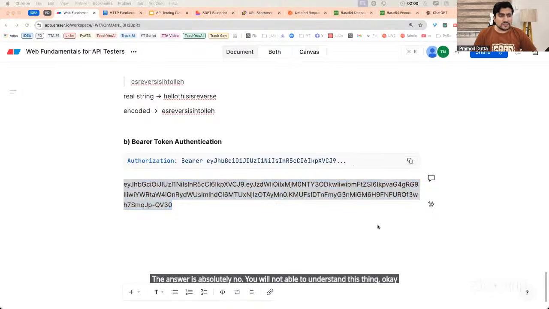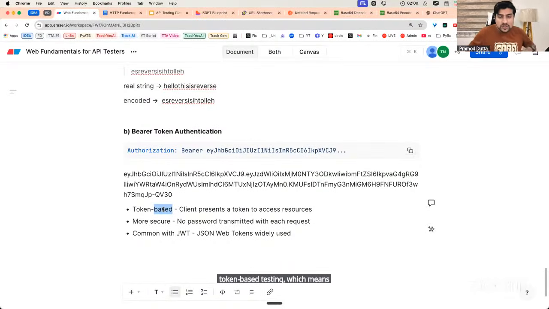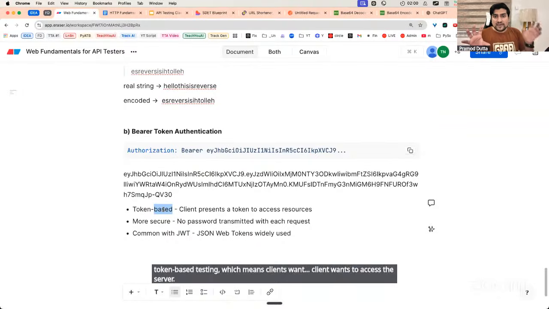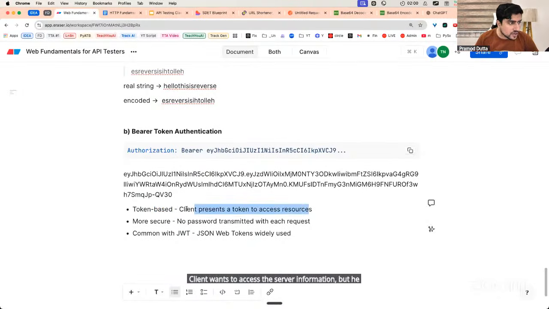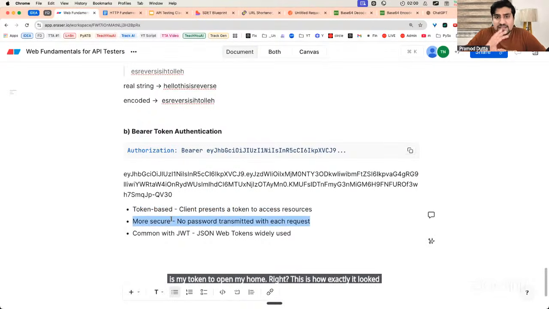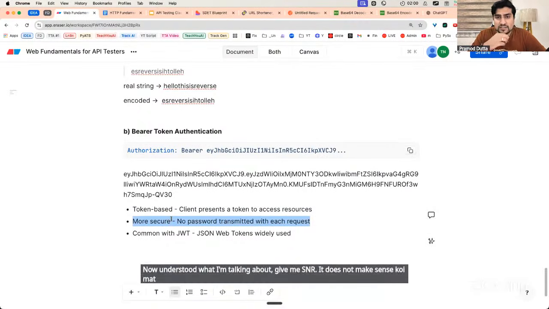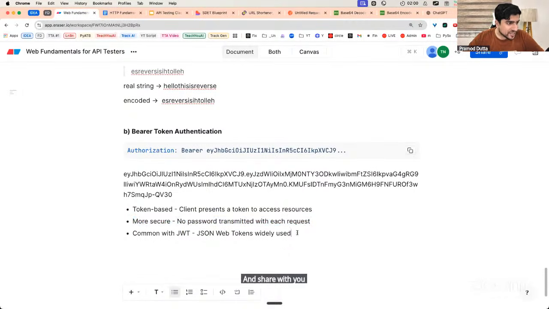These are nothing but token based authentication, which means the client wants to access the server information, but needs to give this token. It is very similar to this: I will give you a secret message, Khulja sim sim blah blah blah, is my token to open my home. This is how it looks. It does not make sense, everyone. Now understood what I'm talking about? Give me yes in the chat. It has no meaning. It's just a unique string, a unique method to create it. The server will automatically create this and share it with you.